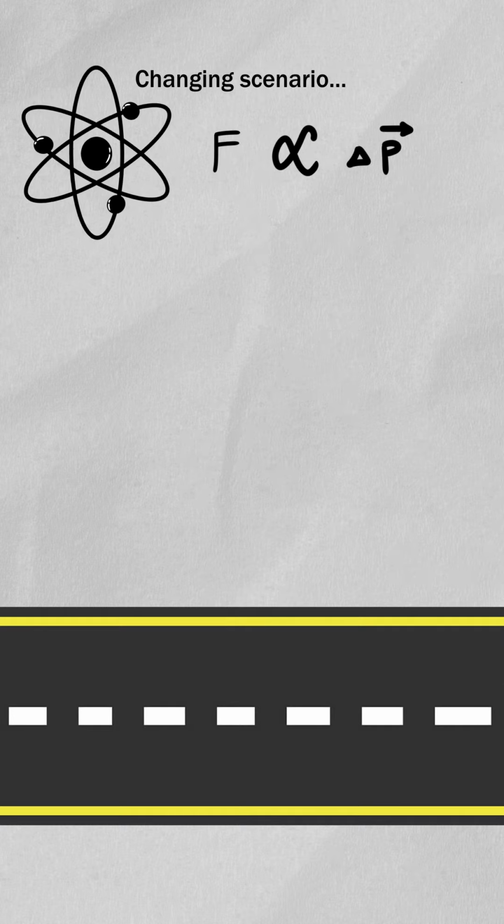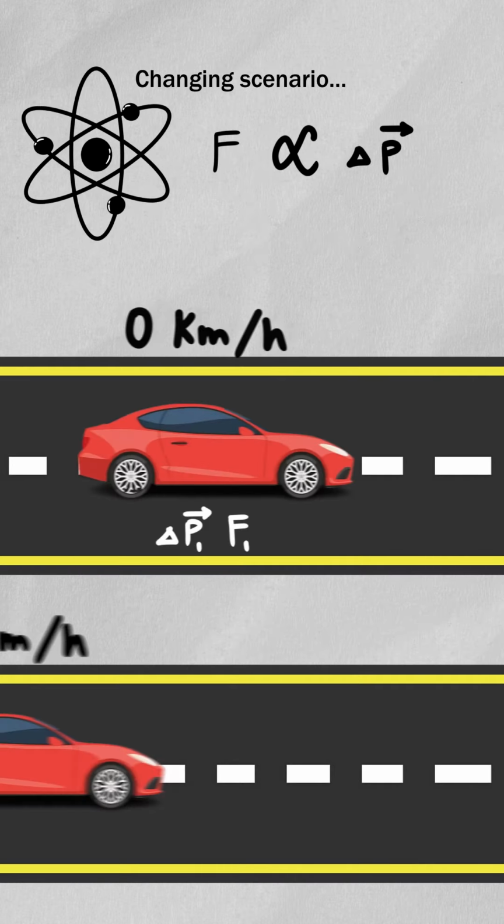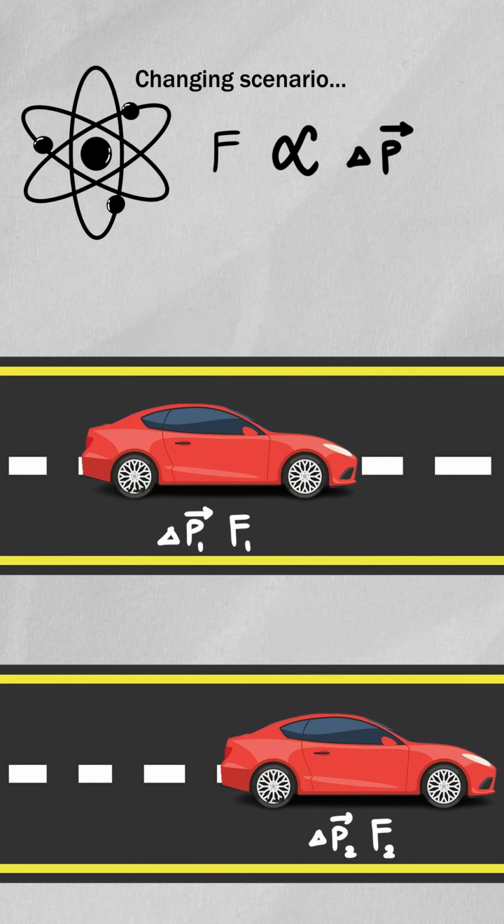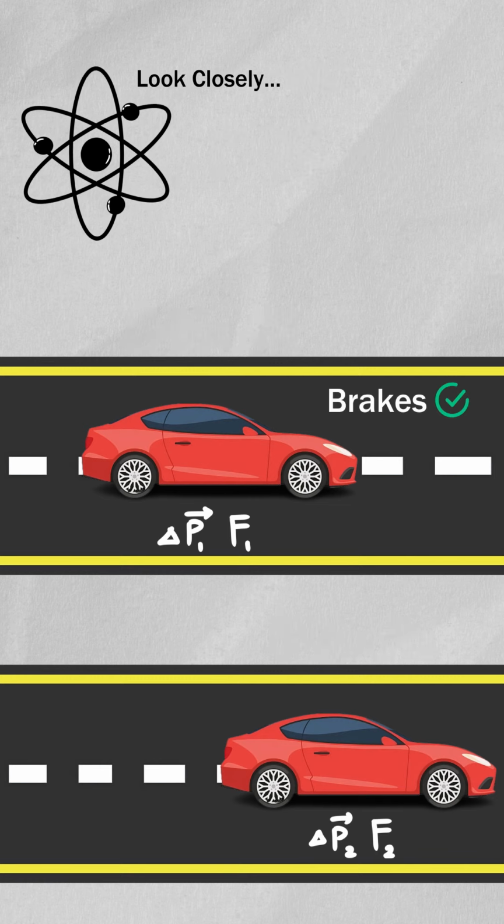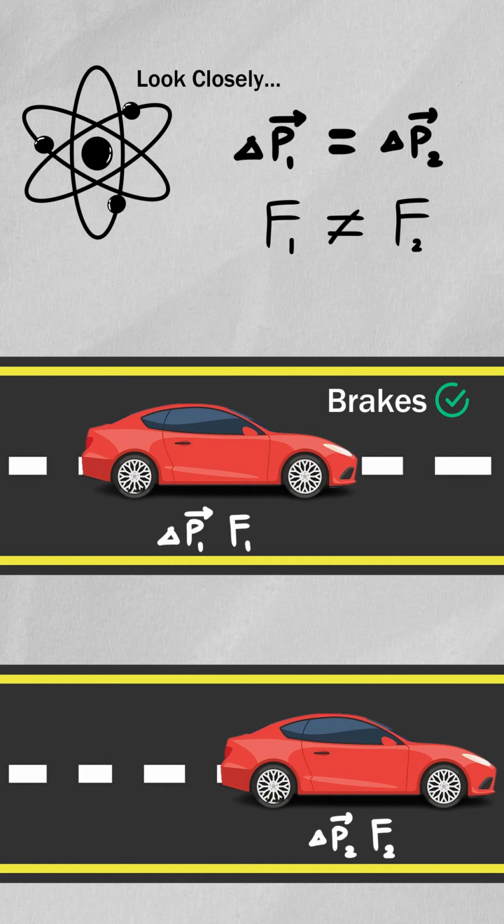But what if we switch up the situation to now have two cars, both traveling at 50 km per hour, and eventually having to come to a complete stop, but only one car is allowed to apply the brakes? We observe that both cars have the exact same change in momentum, but different forces being applied to the wheels.